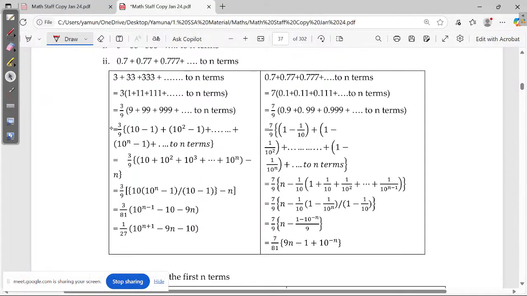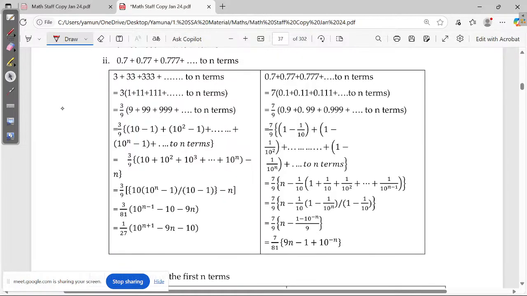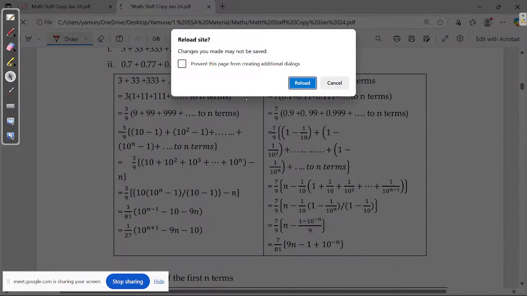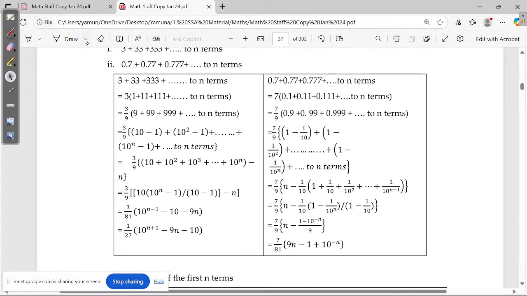So probably if you ask me, ma'am, why did you do this multiply and divide by 9, why you did this 9 as 10 minus 1? Because you use the formula. I have to use this formula S is equal to, so I need to know the value of A, I need to know the value of R, then only I can use the formula. That's why we're doing all this.